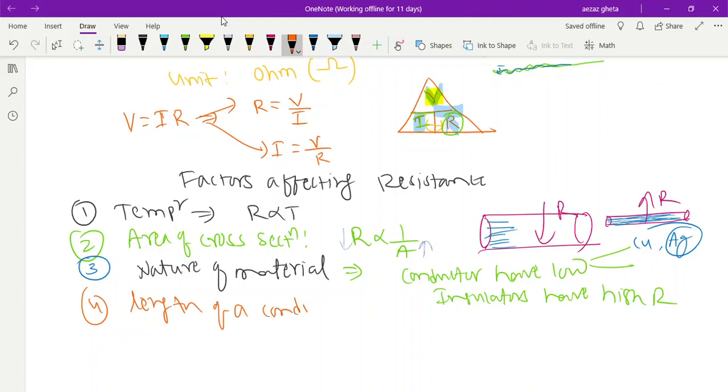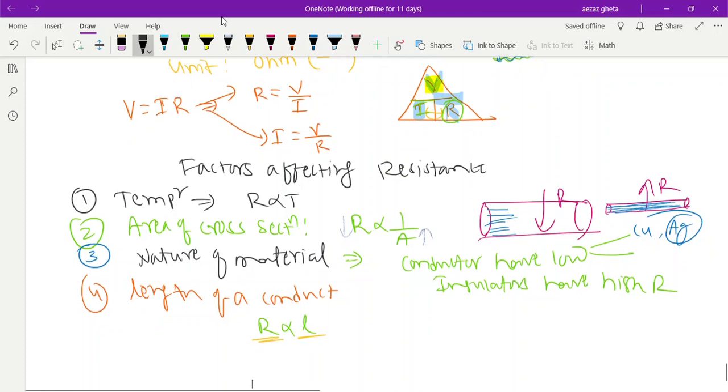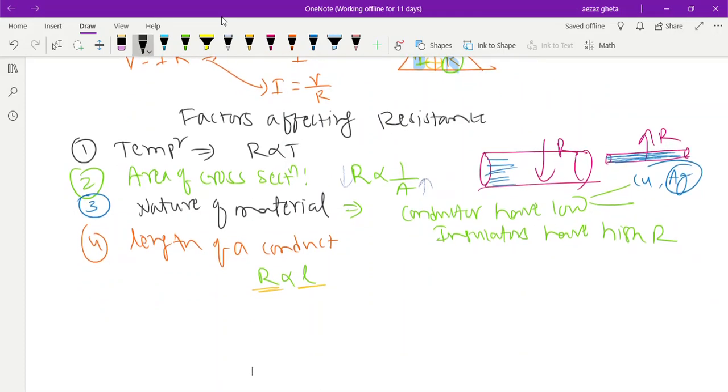And a very important point, length of a conductor. So resistance is again directly proportional to length of a conductor. More the length, more the resistance. Obviously, if the length of the conductor increases, then the electron has to travel a long distance, and because of that, the resistance will increase. So these are the factors which affect the resistance of a material.